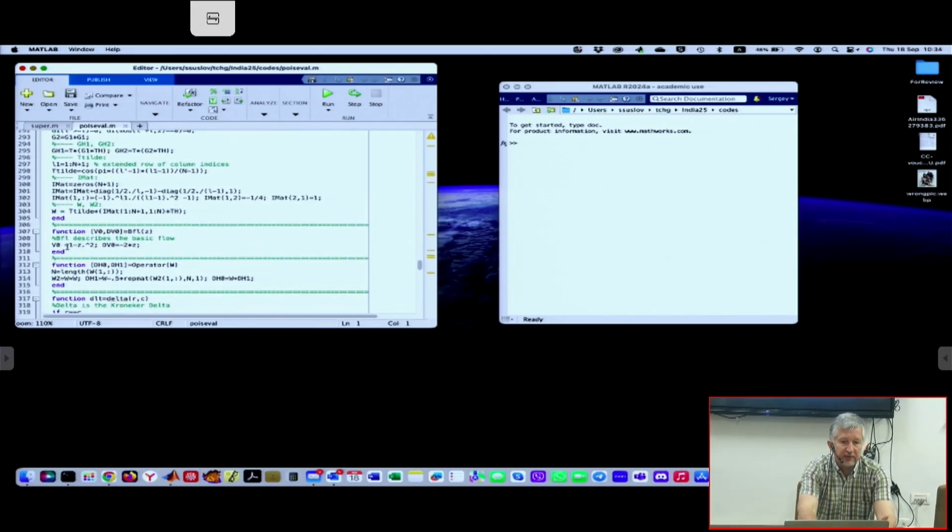Yes, so that's this function here. It is the base flow defined. We will need the base flow and the derivative of the base flow. Of course, in this case, I can define it analytically, and that's what I've done here. So this is a parabola.